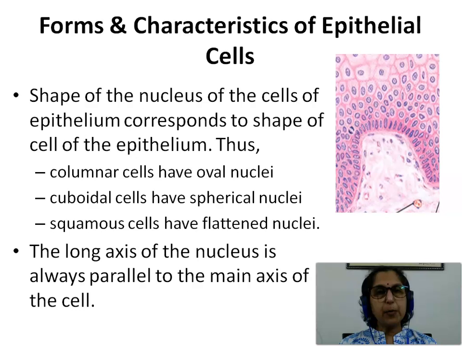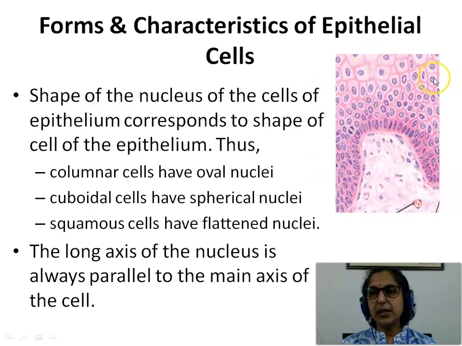The shape of the nucleus of the epithelial cells corresponds to the shape of the cell of the epithelium. Thus, columnar cells have an oval nucleus, cuboidal cells have spherical nuclei, and squamous cells have flattened nuclei. And the long axis of the nucleus is always parallel to the main axis of the cell.